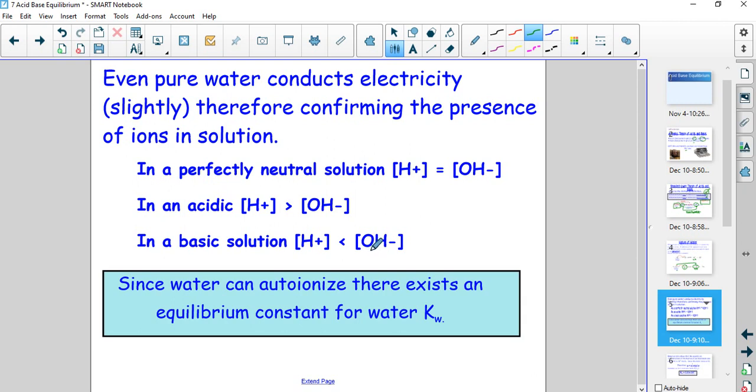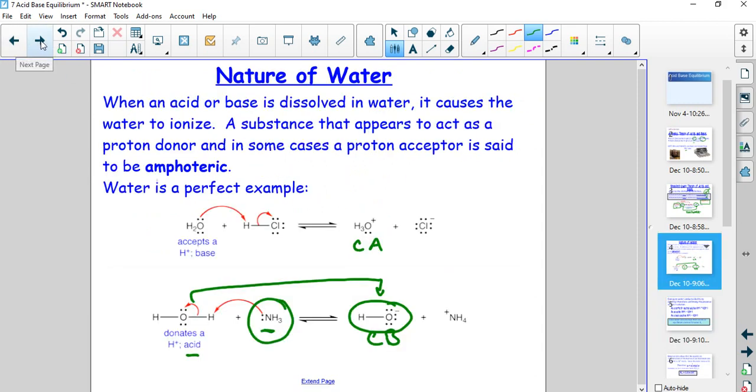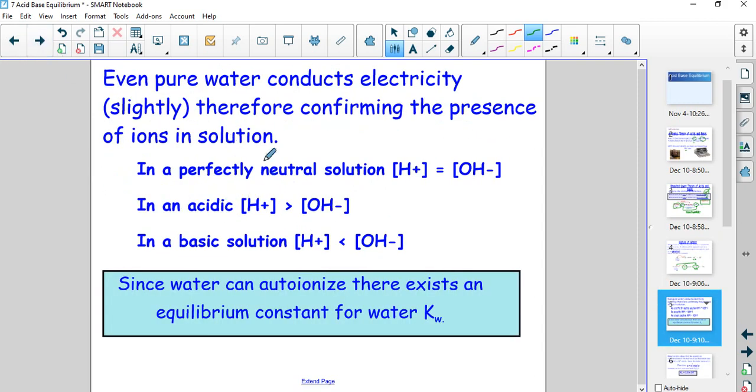It means that there must be some ions present in there to allow for that conduction, to allow electrons to pass. So to add to the nature of water and its amphoteric properties, we see that water can actually self-ionize. Okay, so this self-ionizing is low. It does happen, but its concentrations are so low, it doesn't happen to a significant amount.